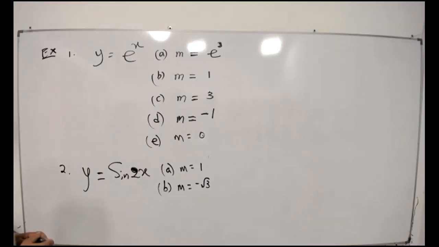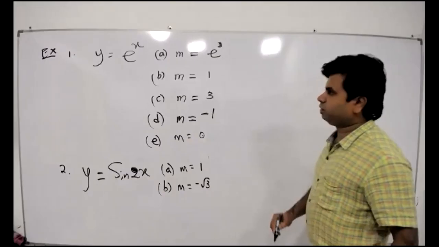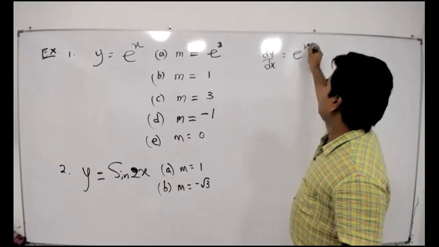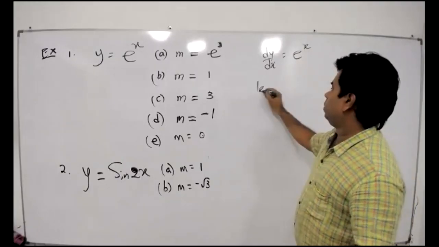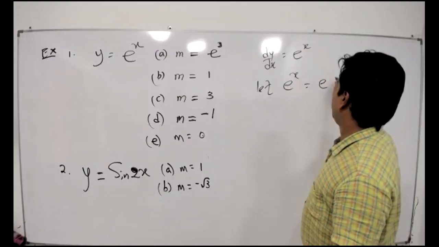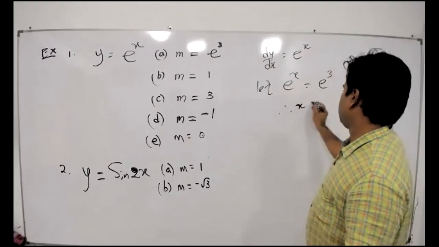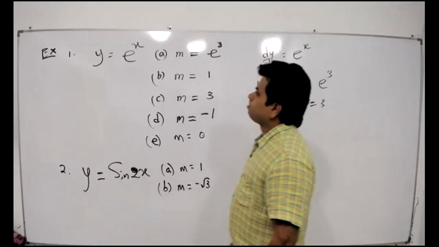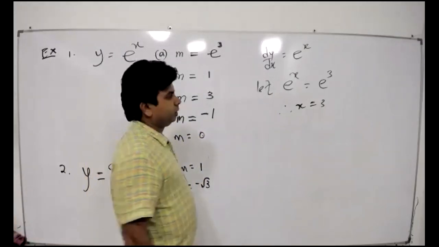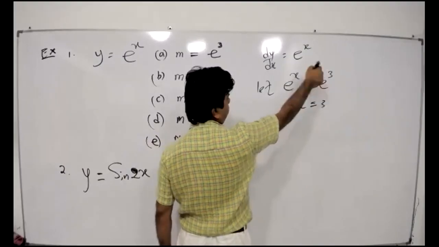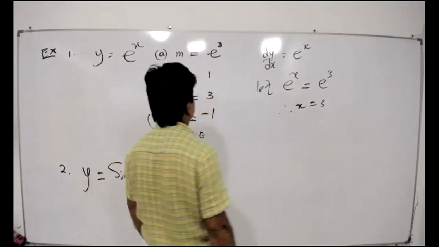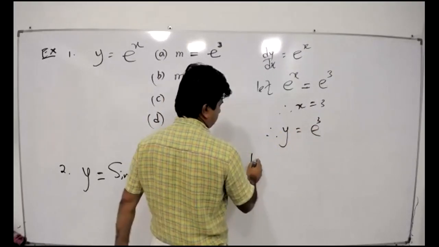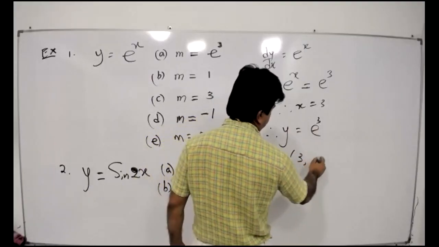Now, see whether you are familiar with these exponential functions, right? So the gradient function is also e to the power x, that's what you know. Then you can equate e to the power x to e to the power 3. Therefore, the corresponding x value is 3. Why? Base cancel? No. For the reason that it is a one-to-one function, we have one x value for this gradient e to the power 3. Therefore, y equals e to the power 3. Then you can take the point A as 3 comma e to the power 3.